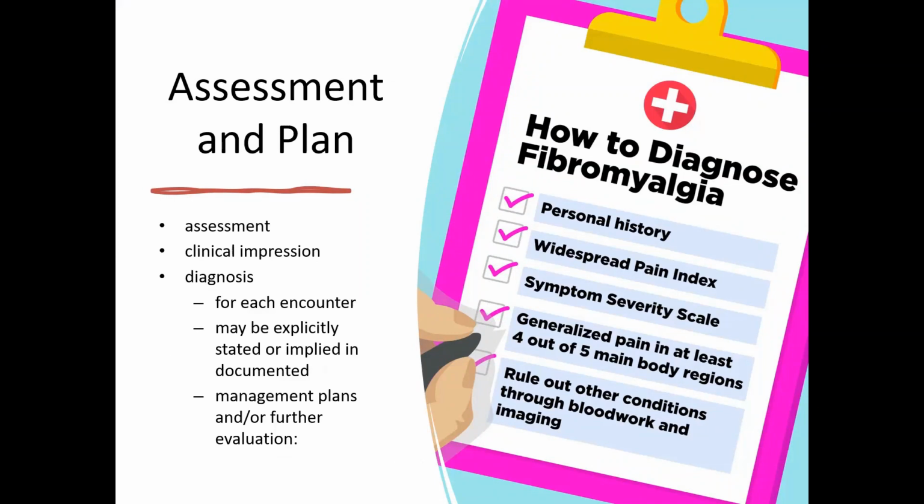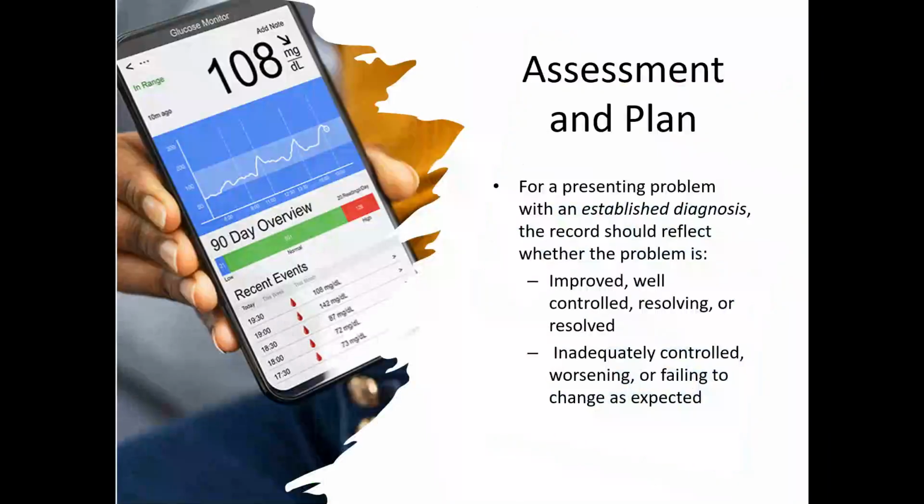One of the biggest mistakes, or not so much mistakes, but one of the more common things that students tend to do is just recapitulate the HPI. And that's not what we're looking for. We're looking for what the problem is and what you're going to do to fix it.